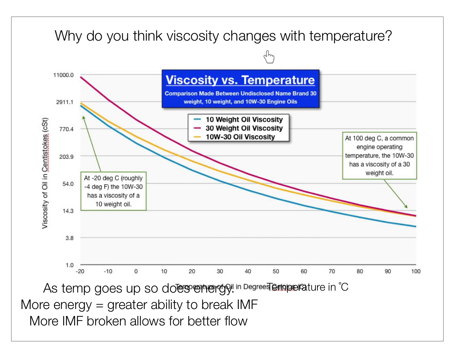Well, increasing temperature increases the amount of motion in the particles, and those particles can then break their intermolecular forces more freely. And since intermolecular forces are broken as it gets warmer, then the resistance to flow decreases. And so they flow more smoothly at hotter temperatures. So as temperature goes up, so does energy. More energy, greater ability to break intermolecular forces. And as more intermolecular forces get broken, better flow, and the viscosity decreases.